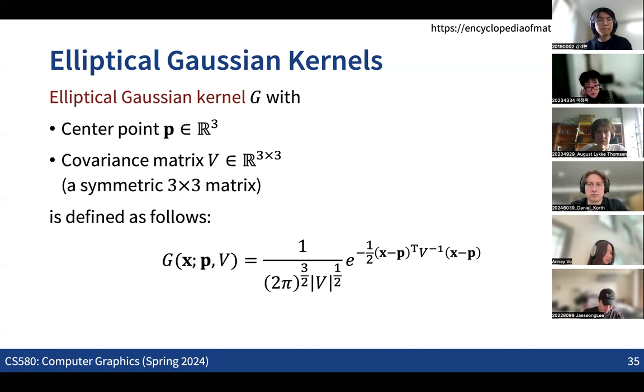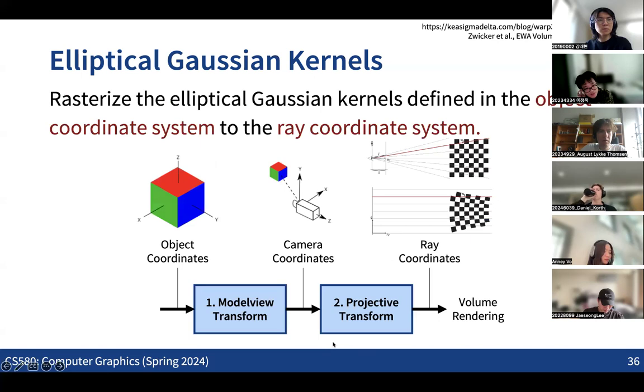So we are going to have lots of these volume splats in this 3D space. What we are going to do is rasterize all these Gaussian splats from the object coordinate system into the ray coordinate system. These are also things that we have seen in the second lecture, like the rasterization pipeline, with the model view transformation and the projection transformation. The object coordinates are also called the world coordinates. Every time you change the camera pose, we have a new camera coordinate system. We also convert this into the ray coordinate system that we are going to see in the next slide.